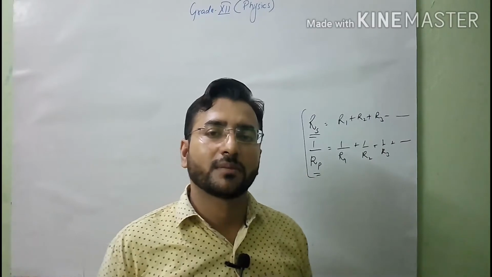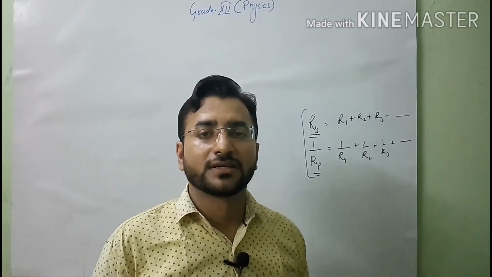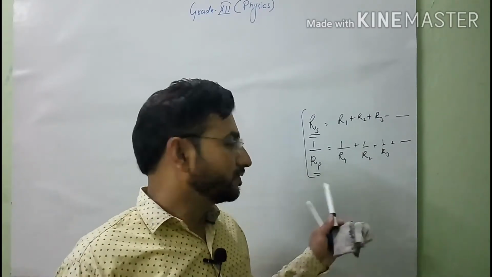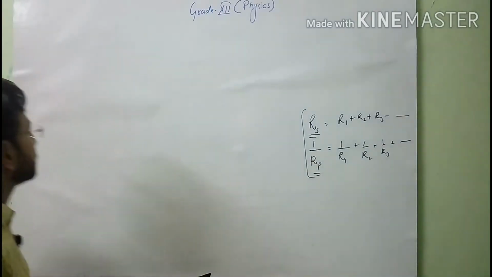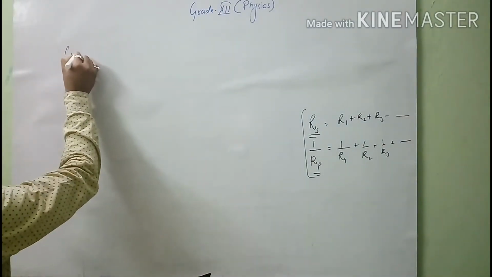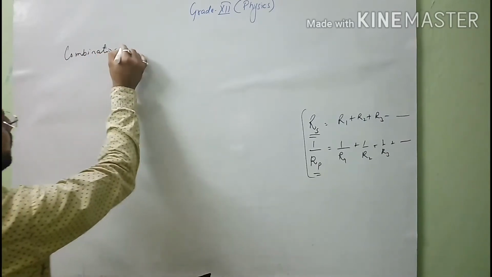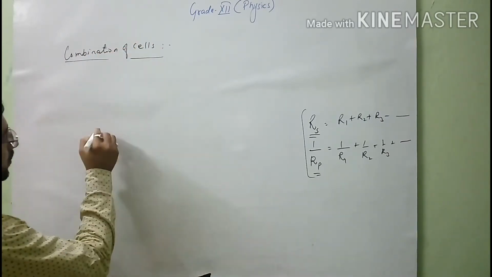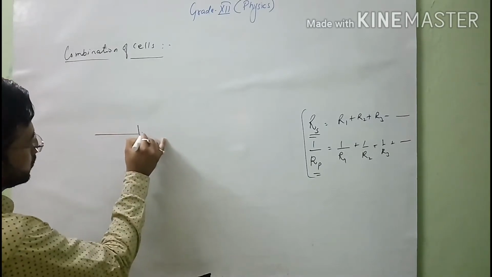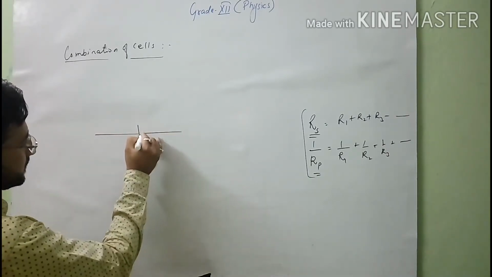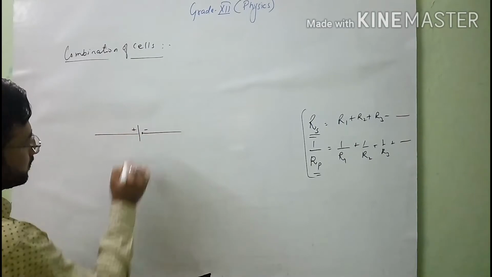Now today we will discuss the combination of cells instead of this. Clear? So the topic name is combination of cells. When we talk about the symbol of a cell, you know this is the symbol of a cell, which has a negative terminal and a positive terminal.